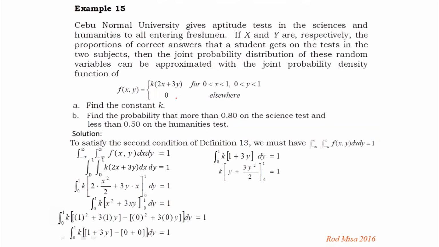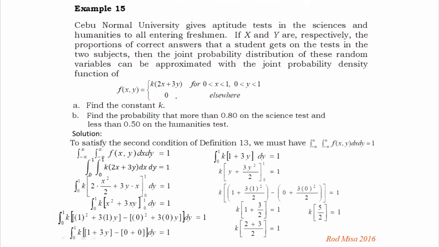So substituting our limits of integration, we have 1 plus 3 times 1 squared over 2 minus the quantity of 0 plus 3 times 0 squared over 2. So simplifying our numbers, we have 1 plus 3 halves. And adding this 1 to 3 halves, we have 2 plus 3 all over 2. So we have 5 halves times k, which is equal to 1. And then multiplying both sides of the equation by 2/5, we have the value of k, which is 2/5.